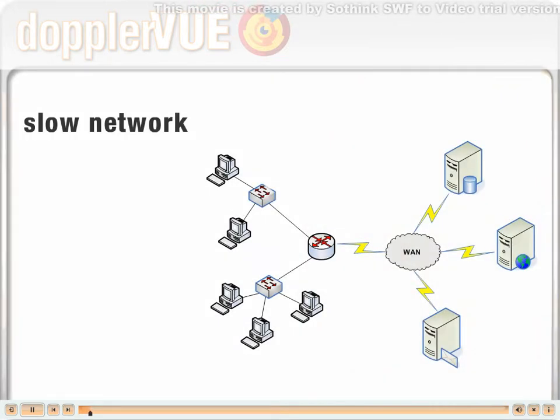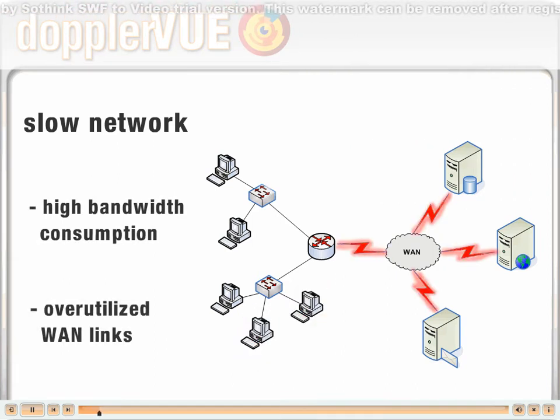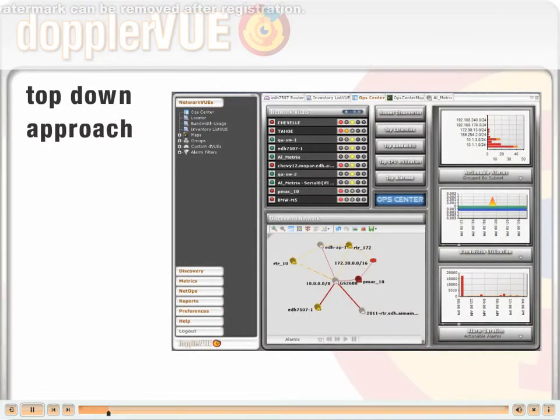When users say the network seems slow, it's often due to high bandwidth consumption and overutilized WAN links. But where do you start? How quickly can you locate and resolve a bandwidth problem? dopplerVUE takes a top-down approach to network management, so you can quickly drill down and identify bandwidth and device problems.